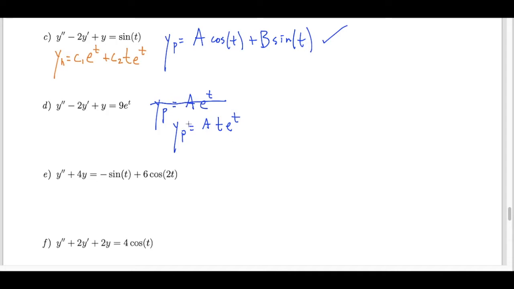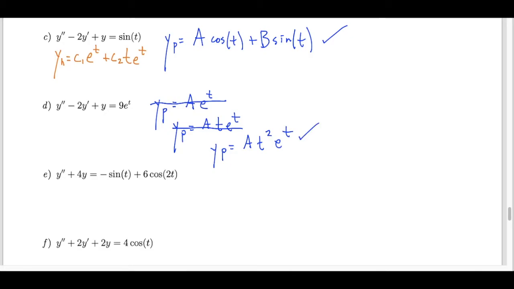But notice there's still repetition between this term in y sub p and one of the terms in my y sub h. Therefore, I need to multiply by a t again, in a sense. I have to multiply by a higher power of t. So this choice of y sub p won't work. And now I have a t squared e to the t. This is what is meant by multiplying by increasing powers of t. First I multiplied by t, now I'm multiplying by t squared. Finally, I have a linearly independent function from the two components in my y sub h. So this choice of y sub p will work.